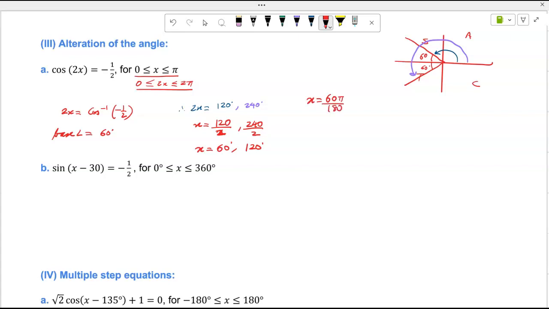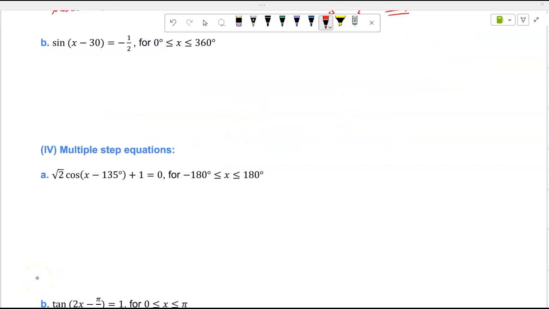60 multiplied by pi by 180. That's still not the answer. You have to reduce to the lowest terms. Pi by 3 and 2 pi by 3. That's your answer. I don't like converting and all that. Good for you. So all silver teacups, correct?